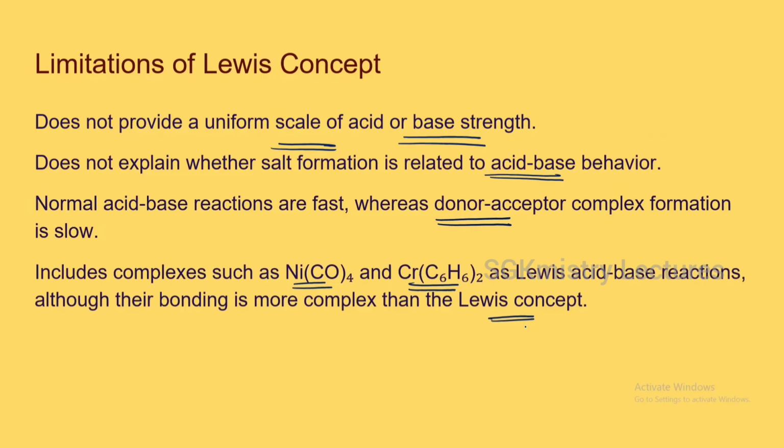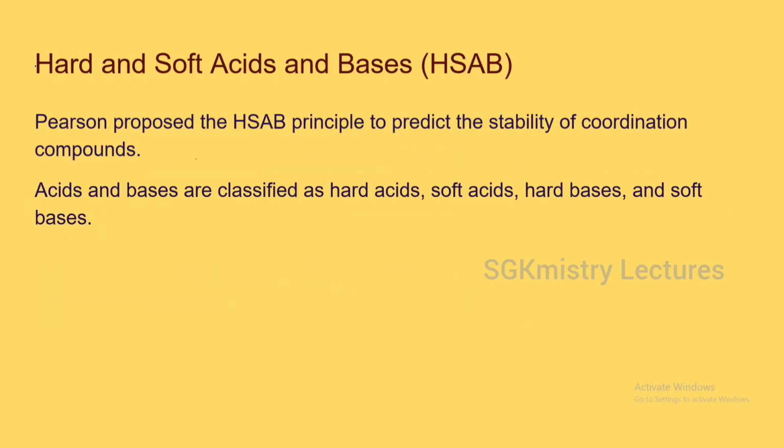So for this sake, let us now try to understand a much better concept, that is the hard and soft acids and bases concept, that is HSAB concept. So next, talking about the formation of a stable complex between the vacant orbital of an acid as well as the filled unshared orbitals of a base. It can be the ligand, right? It depends upon the nature of the metal ion as well as the ligand.